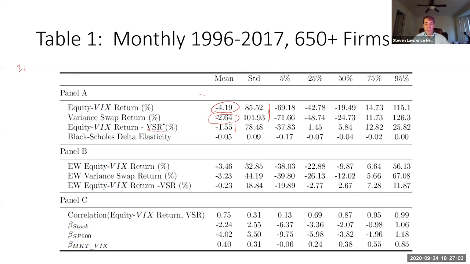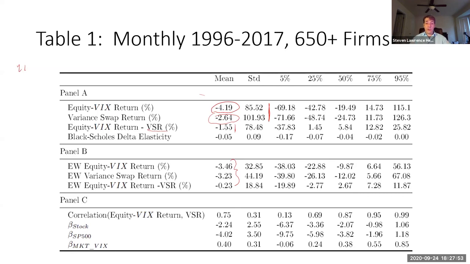So VSR is variance swap return. That's the Carr and Wu approximation expressed as a percentage return. And the equity VIX return is the actual return on a dynamically hedged portfolio. So we can construct an equally weighted portfolio of these equity VIX portfolios. Each equity VIX portfolio is a portfolio of options on one stock, around six options, sometimes a few more or less. And we find that both the variance swap approximation and the actual return lose between 3% and 4% per month.